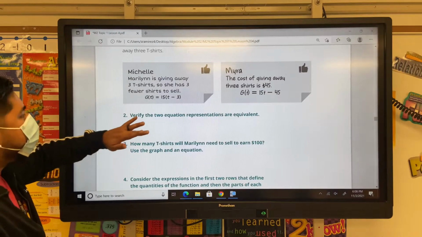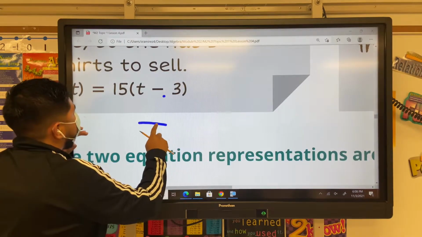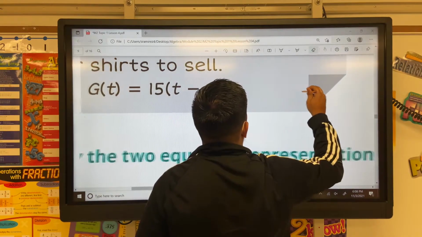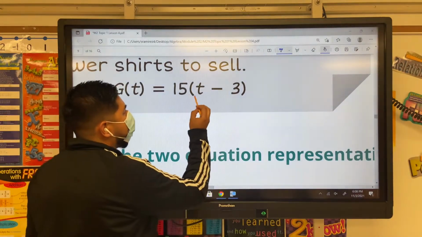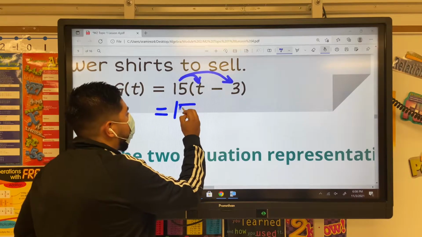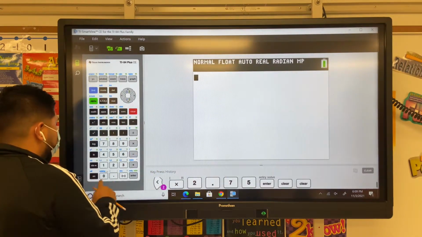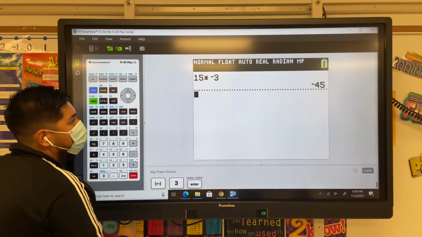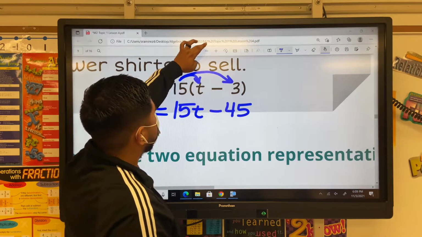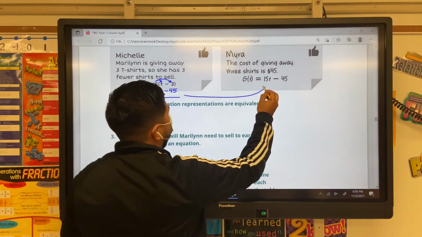Michelle and Myra are joining the party. How can we verify that these are the same? Well, if we zoom in on Michelle's, you should be able to see parentheses means to multiply. 15 times t, it's the exact same thing as 15t. 15 times a negative 3, I don't know, I'm gonna check. 15 times negative 3, negative 45. Let's zoom out. Does this look like this? Yes, it does.